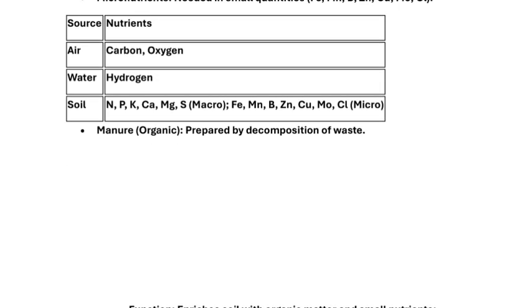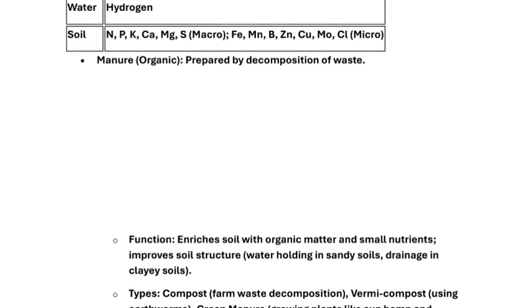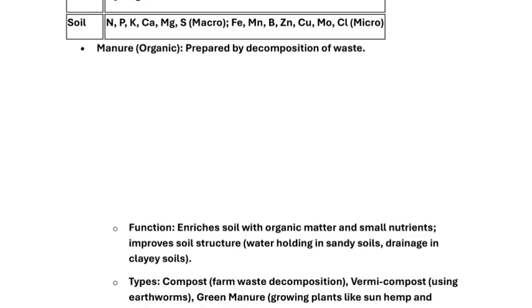Source nutrients: air, carbon, oxygen, water, hydrogen, soil. Macro: N, P, K, Ca, Mg, S. Micro: Fe, Mn, B, Zn, Cu, Mo, Cl. Manure is organic, prepared by decomposition of waste.